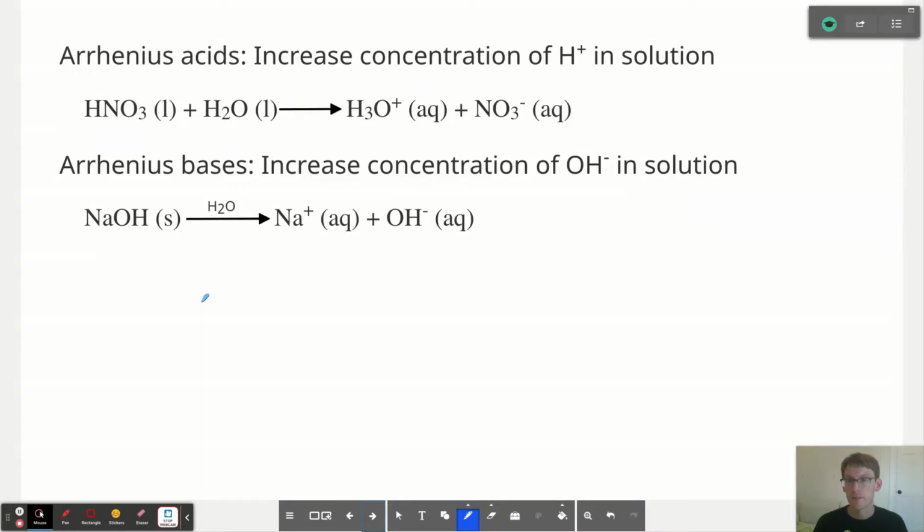The Arrhenius definition of bases is that they are things that increase the concentration of hydroxide ions in solution. So an example would be sodium hydroxide in water, and I'm showing this in water because the only way it gets from the solid state to being separate aqueous ions is if you dissolve it in water. But obviously, you get aqueous hydroxide ions from this dissolving, and that makes it an Arrhenius base.